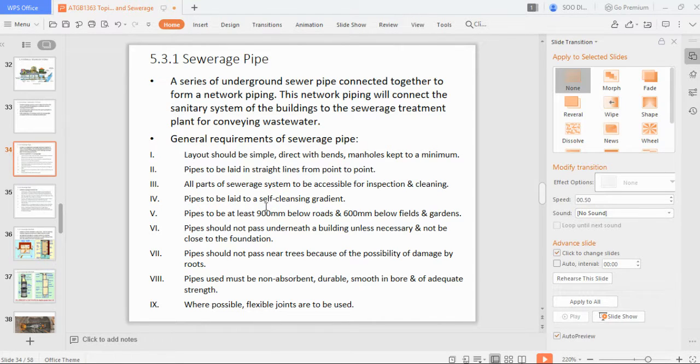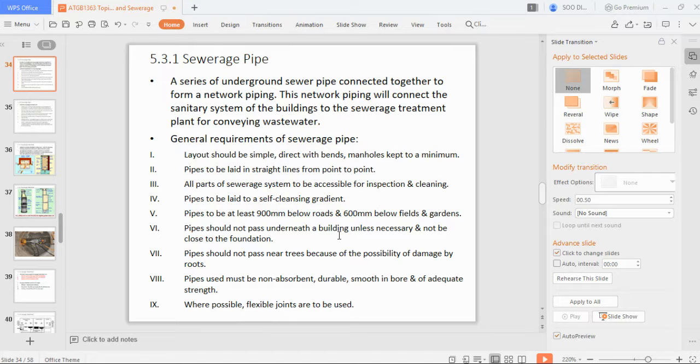And then pipe to be laid to a self-cleaning gradient. This means the pipe has to be in a slanting method. So if you read through all this requirement, it's stating that the way we install pipe need to be very direct, so we cannot have a lot of bend with this piping. So it shouldn't be complex, because the way we have our building is already very very complex, so we shouldn't make the piping system more complex as opposed to the number of houses we have on top. So all the layout should be very very direct, it should be straight.